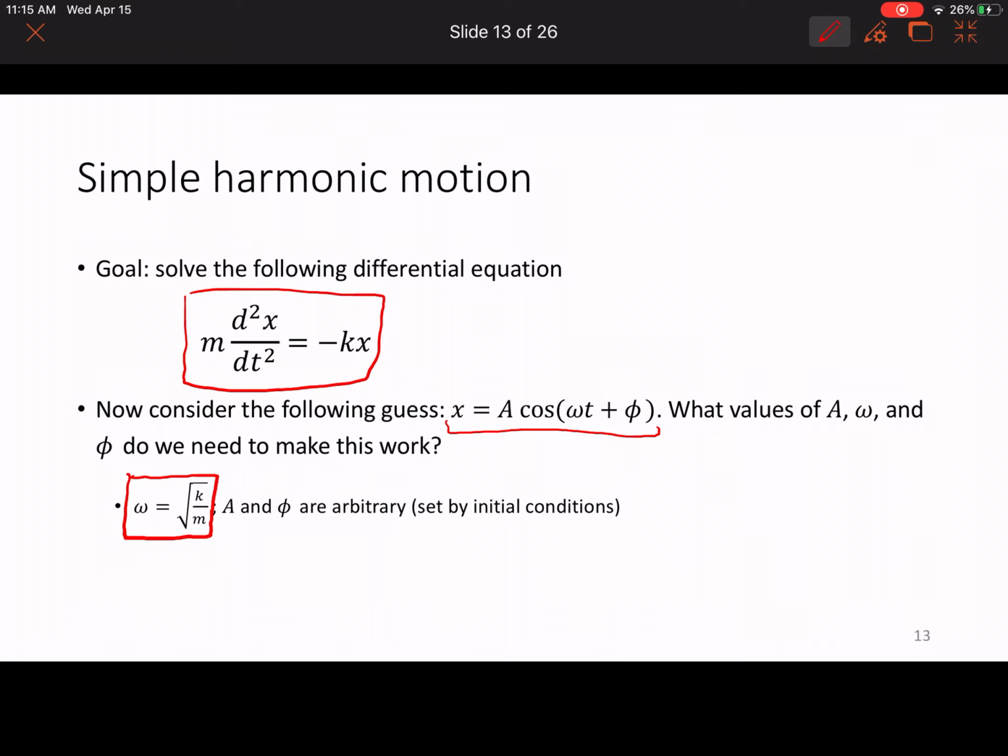That said, A and phi, they were completely arbitrary. Any values that I put in there will work. So those are what are called initial conditions. The size of the oscillation, the amplitude, and the phase of the oscillation, those are just set by how I choose to move my object. Omega is fundamental. That's set by the spring itself and the mass of the object.